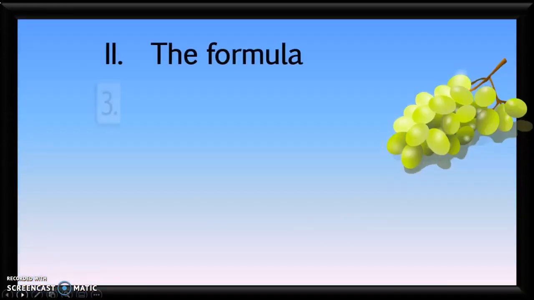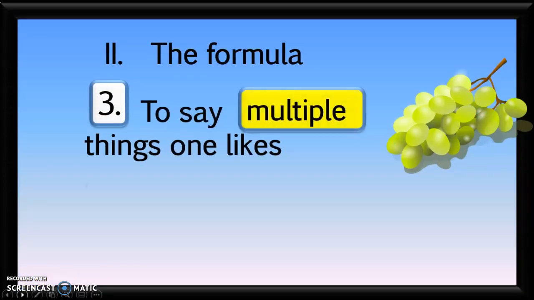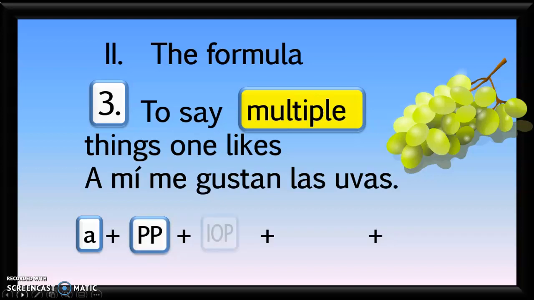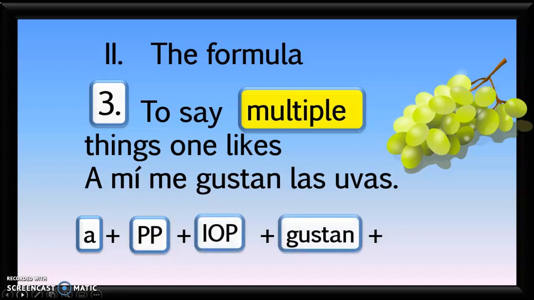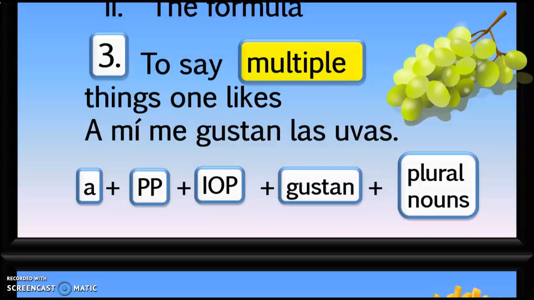So suppose the thing that is liked is a plural noun or multiple things. A mí me gustan las uvas. Did you see that the form of gustar changed from gusta to gustan? A mí me gustan because uvas is plural. Literally, you're saying that the grapes, which are plural, please me. So that's why you use gustan instead of gusta, because it's grapes that are pleasing.